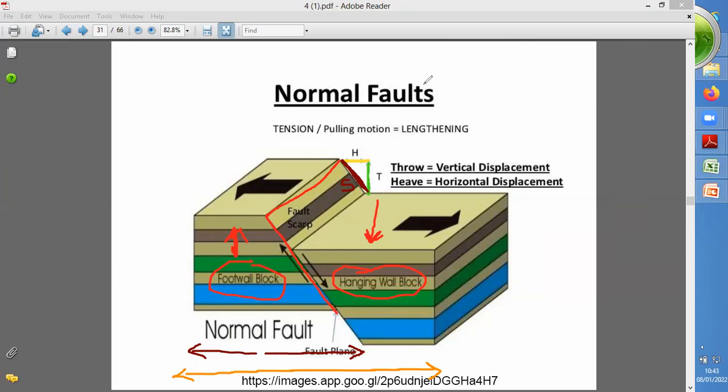Okay, and the angle made by the fault plane with this horizontal layer is always greater than 45 degree. So this angle, which I have marked here in the white color, is always greater than 45 degree. These are some important points regarding the normal fault.